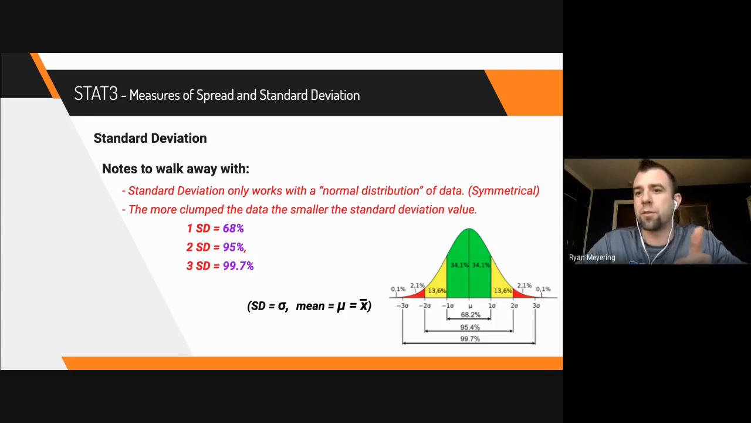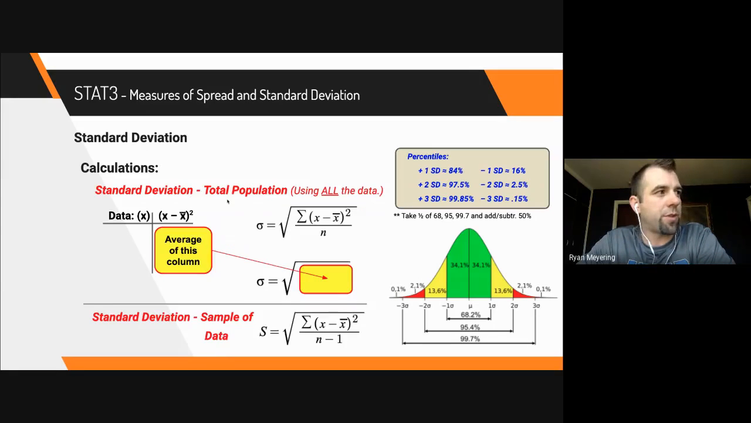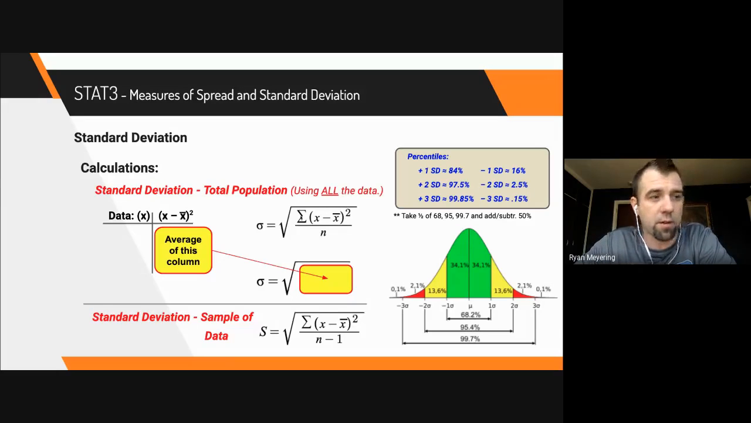That tells you where you rank amongst all of the other data points. This is the Greek letter sigma. Mean is mu, x bar is your average. This is how it's calculated. We do not expect you to be able to do all these calculations, and we don't want you to have to, but that's what you're supposed to be able to do.